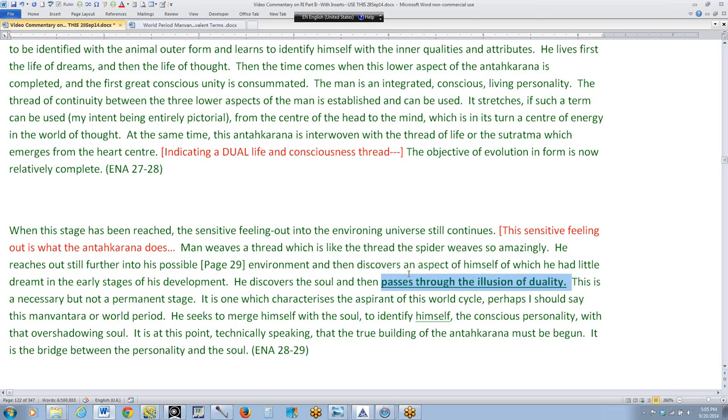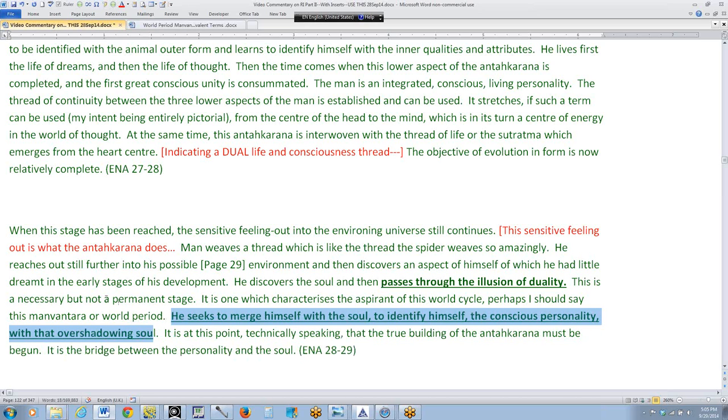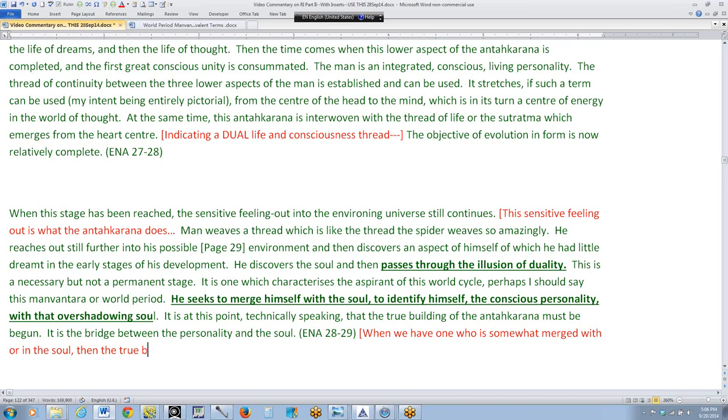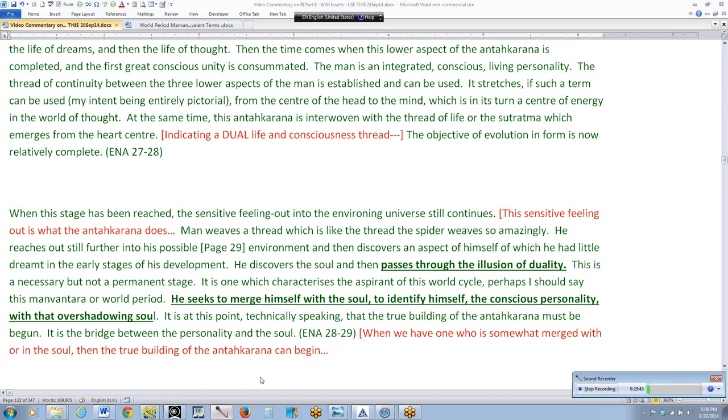It is one which characterizes the aspirant of this world cycle, manvantara, world period, round, whatever we want to call it. Perhaps I should say manvantara or world period. He seeks to merge himself with the soul, to identify himself, the conscious personality, with the overshadowing soul. It is at this point, technically speaking, that the true building of the Antahkarana must be begun. It is a bridge between the personality and the soul. And so when we have one who is somewhat merged with or in the soul, then the true building of the Antahkarana can begin. And that's the one that DK instructs us about in the rays and the initiations.